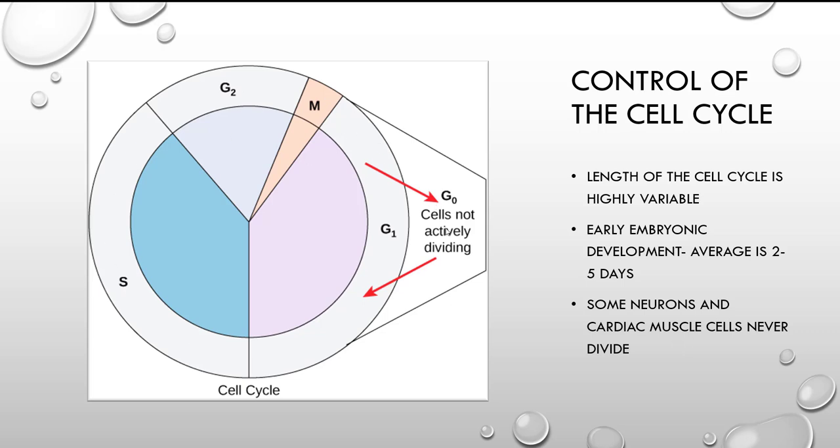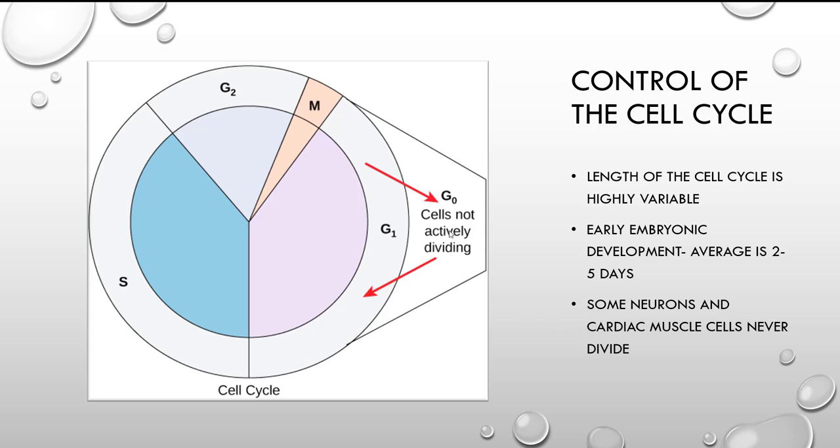So that can be fairly average for early embryonic development. And that's for every single cell. So think about, if you have 4 cells that are actively dividing at the same time, all 4 cells are actively dividing, you're going to start getting clumps of cells pretty quickly.